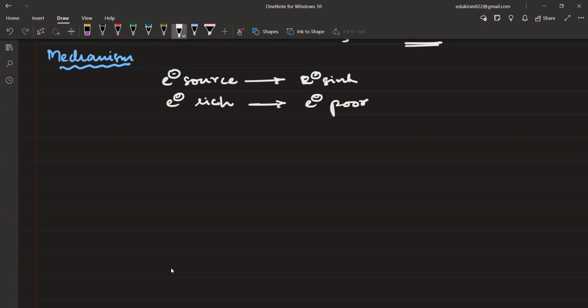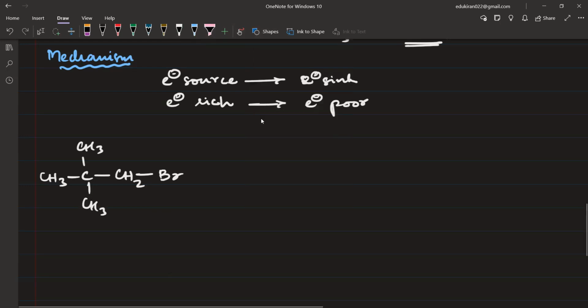So let us start the mechanism first of all. We have CH3, carbon, CH3, and then we have CH3, CH2, and then we have Br. Now, obviously, it is not undergoing the SN2 reaction. We have already stated that because of the bulky group. So that is why the first step will be the formation of a carbocation, following the SN1 pathway.